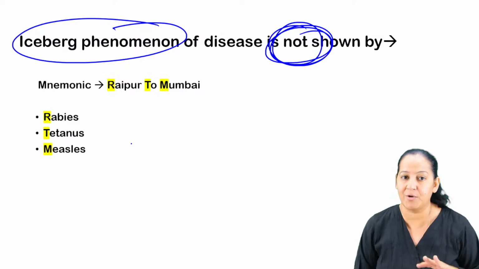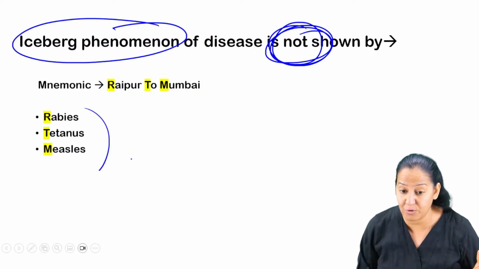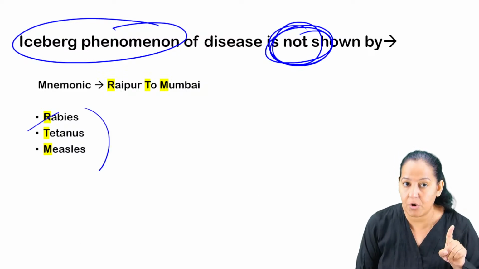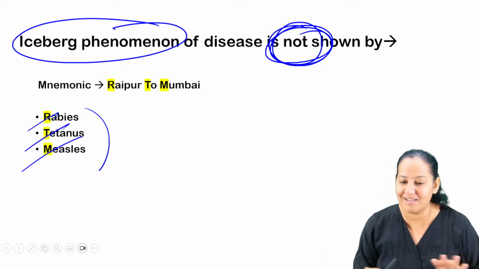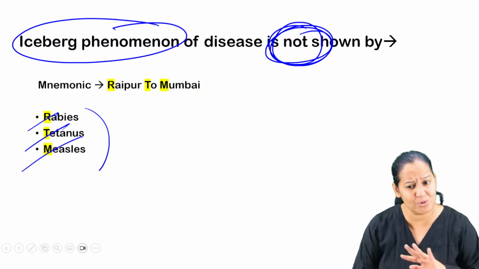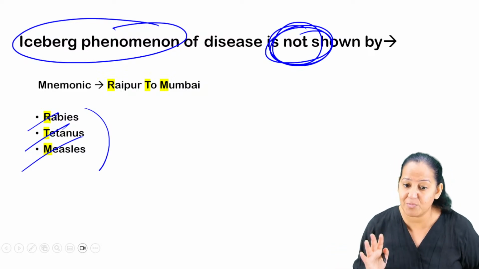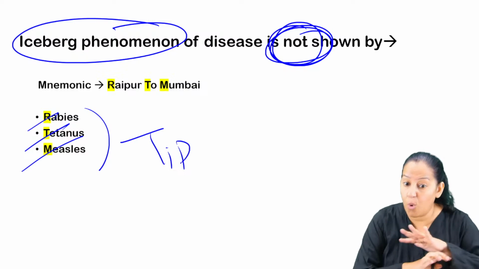So it's an all or none phenomenon. होगी तो पूरी होगी, नहीं तो नहीं होगी. इनमें hidden कुछ नहीं है. Once the person has rabies or tetanus or measles, they are the cases. There is no carrier, no asymptomatic, no latency, no dormancy. So they don't have a submerged portion. They have only the tip.